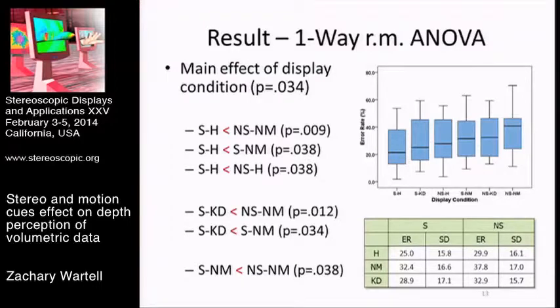When we looked at the kinetic depth, which was sort of the auto rotation, kinetic depth plus stereo did better than the non-stereo, non-motion condition, and these were all statistically significant. It also did better than the stereo alone. When we looked across stereo head tracking and stereo kinetic depth, there was not a significant difference between those two. And finally, stereo alone did better than the condition with neither of them.